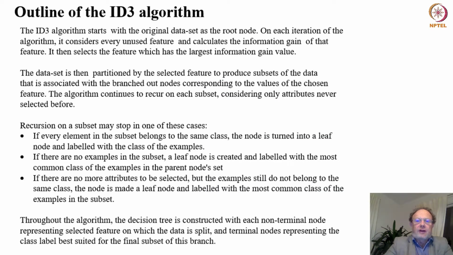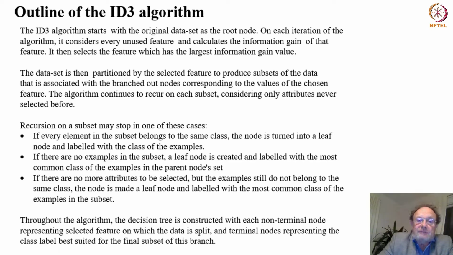The ID3 algorithm starts with the original data set associated with a root node. On each iteration of the algorithm, it considers every unused feature and calculates the information gain of that feature. It then selects the feature which has the largest information gain value. The data set is then partitioned by the selected feature to produce subsets of the data that are then associated with the branched out nodes corresponding to the values of the chosen feature. The algorithm continues to recur on each subset, considering only attributes never selected before.